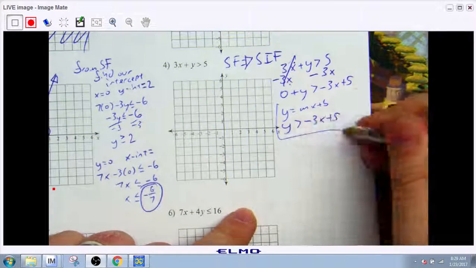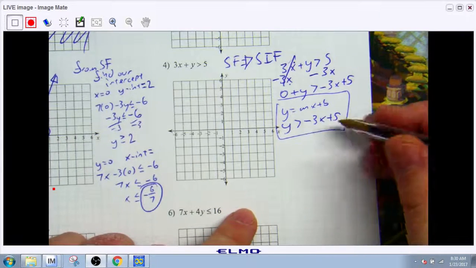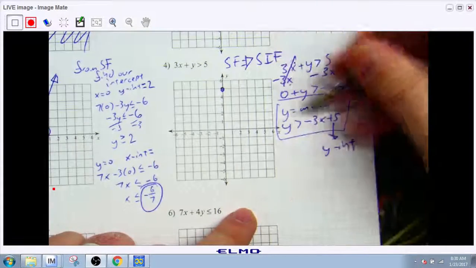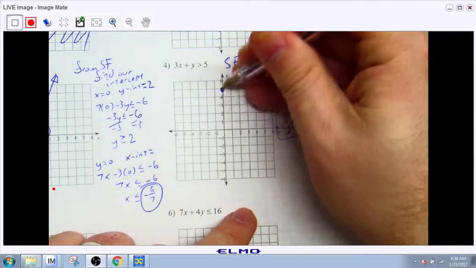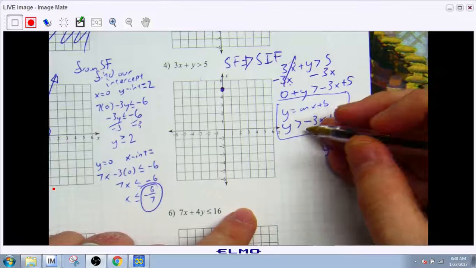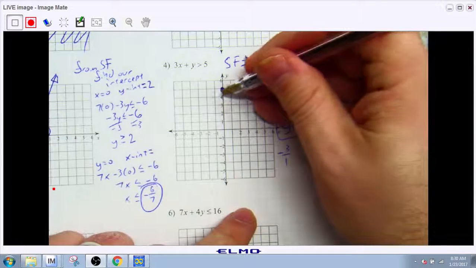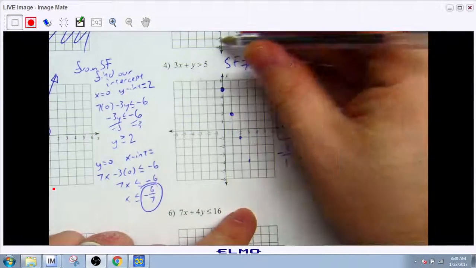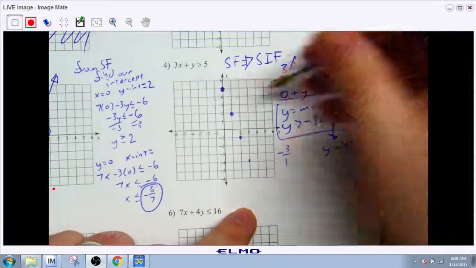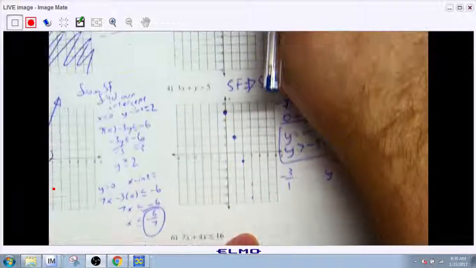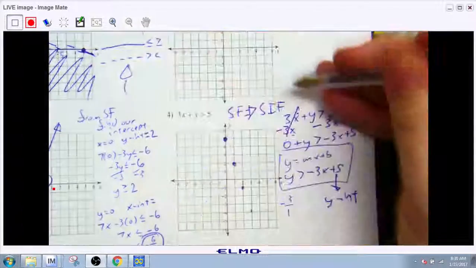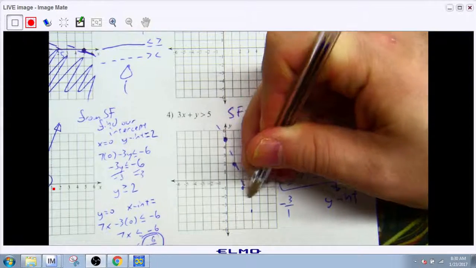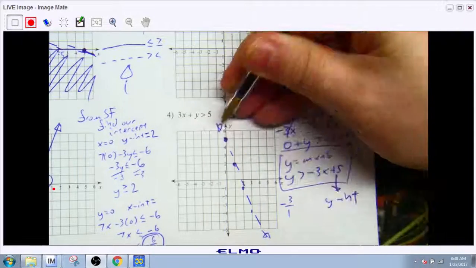It is now in y equals mx plus b form. We can now graph it. B is our y-intercept, so all I have to do is find 5 on our y-axis, that's 1 point. Our slope is negative 3. That's the same as negative 3 over 1. So I'm going to go down 3 over 1, down 3 over 1 like so. And then I see that my sign is greater than. It doesn't have the or equals to. And so referring back here, when it's greater than with no or equals to, that means we dash our lines, like so.